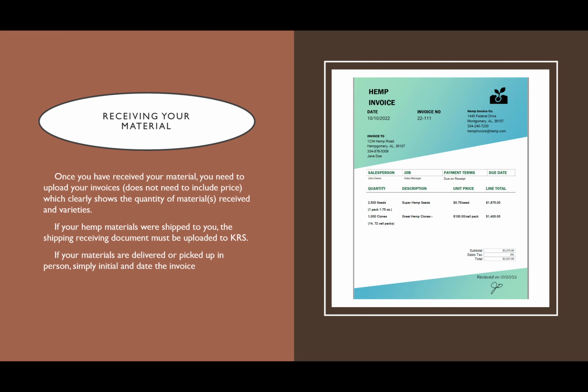All right, receiving your material. If you look on the right, here's an example of an invoice. It has the quantity, the description, a variety name, the unit price, and also the total price. Once you get your material, you will need to upload this to the KRS system. One thing you do not need to include is the price. Some people want to keep that private, how much they paid for their hemp seeds, and that's totally fine.